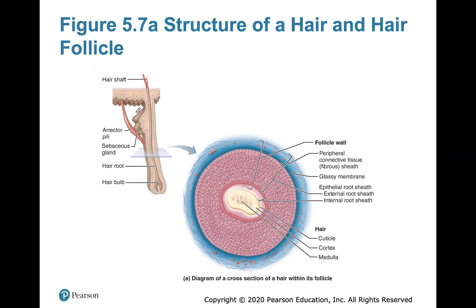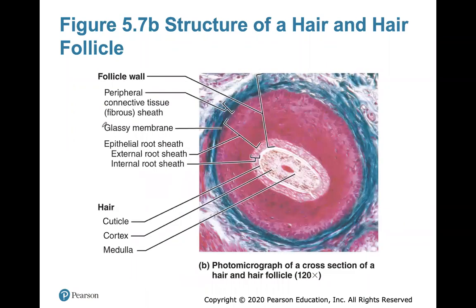We usually have sebaceous glands associated with hairs. They secrete an oily substance that nourishes the hair and keeps it from drying out. And then we have the arrector pili muscle, which causes you to have goosebumps. So it holds your hair up on its end. So here's a photomicrograph of a cross-section of a hair and a hair follicle, and you can see the different layers labeled there.